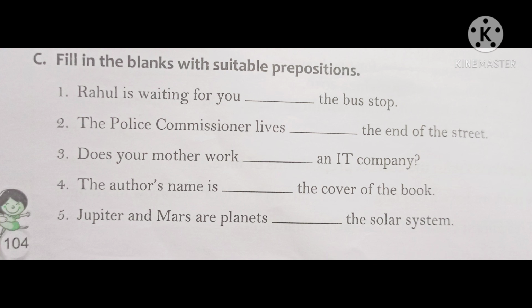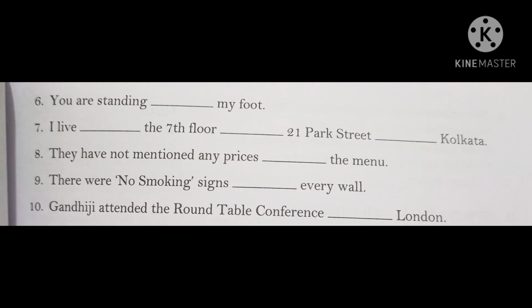The police commissioner lives at the end of the street. Number 4. The author's name is on the cover of the book. Number 6. You are standing dash my foot, on my foot. Number 7. I live on the 7th floor at 21st Park Street in Kolkata.